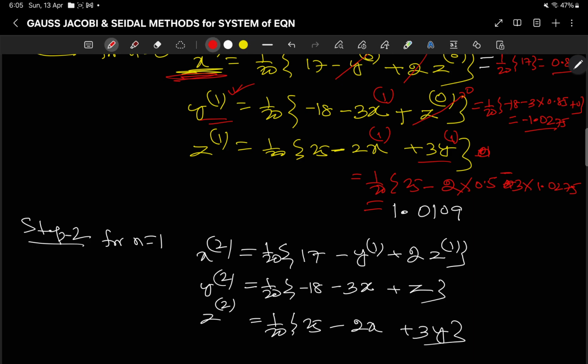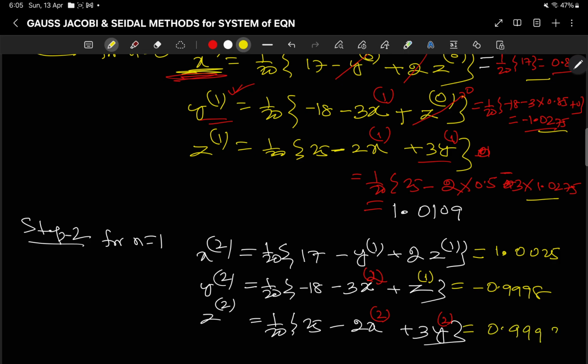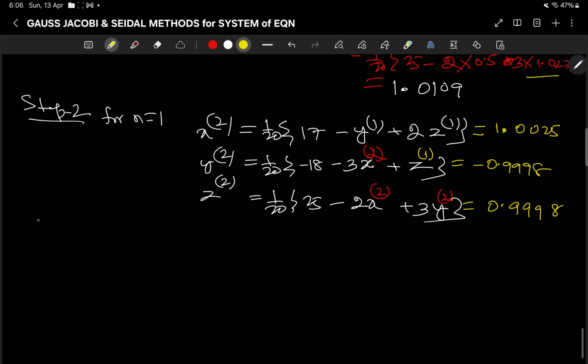So now we improve the value here. We have an improved value of 1 here, right? This x2 here, and we have an improved value of 2 here and 2 here. But here this is the result of the previous step, because there is no improvement here. Now we substitute these things here, and you will get 1.0025, minus 0.9998, and 0.9998. Okay.